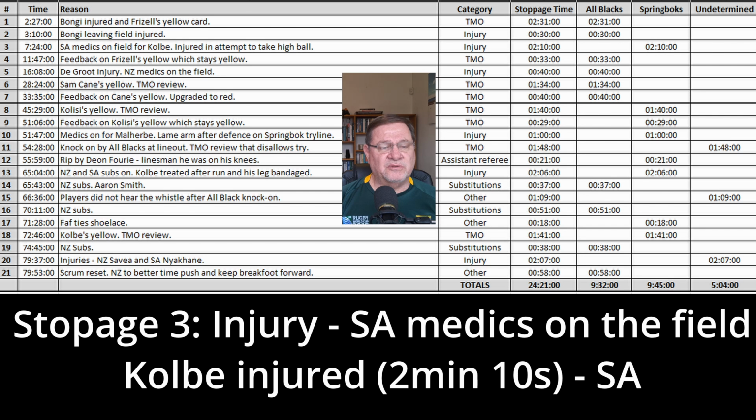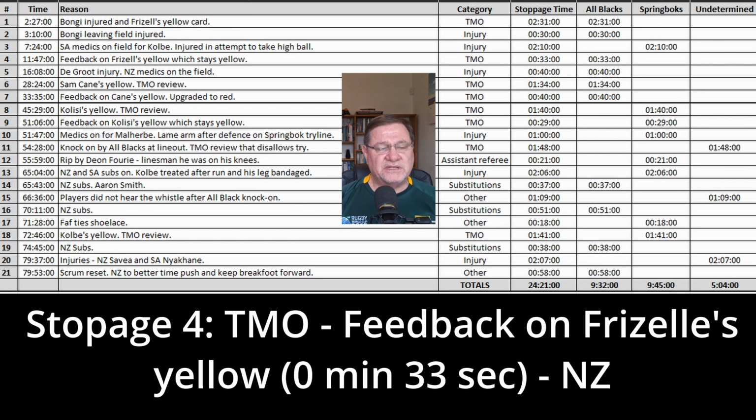In the 7th minute and 24 seconds, there were South African medics on the field to treat Kolbe. He was injured in an attempt to take the high ball. The total stoppage time was 2 minutes 10 seconds, and I allocated it to the category injury. The 2 minutes and 10 seconds I allocated to the Springboks, given that it was one of their players that was injured. In the 11th minute and 47 seconds, there was feedback on Frizzell's yellow, which stays yellow, and the category was TMO. The total stoppage time for Wayne Barnes to inform both teams was 33 seconds, and the 33 seconds are allocated to the All Blacks.